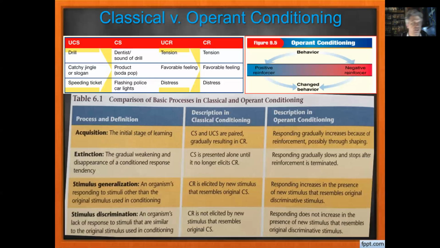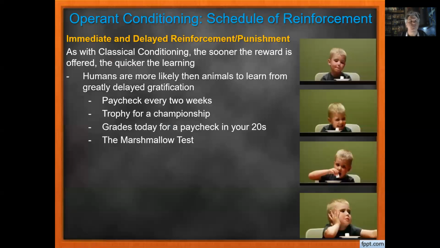Generalized stimulus is, I think, all women act alike because of one particular experience, but discrimination is realizing that just because I had that one experience doesn't mean that everybody necessarily acts that way. Now, the schedule of reinforcement is very, very important when it comes to learning. Because again, if I get the immediate reinforcement, I'm going to learn a lot faster than with delayed reinforcement. And this goes along with the idea of the marshmallow test that we talked about before.